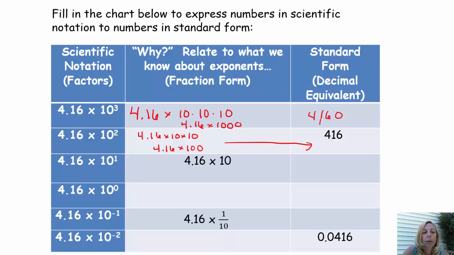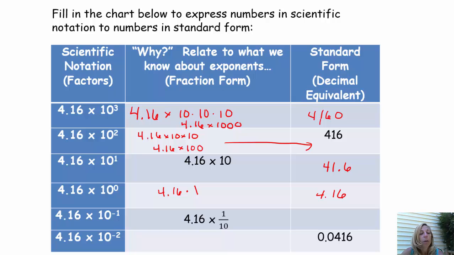The next one says 4.16 times 10 to the first. 10 to the first, we know, is actually 10. So 4.16 times 10 is 41.6 if you use your handy dandy calculator. Let's take a look at the next one. If we write this one out, we should all know 10 to the 0 is 1 because anything raised to the 0 power is 1. So if we take 4.16 times 1, anything times 1 is itself. So we get 4.16.